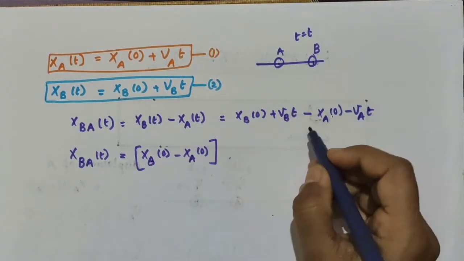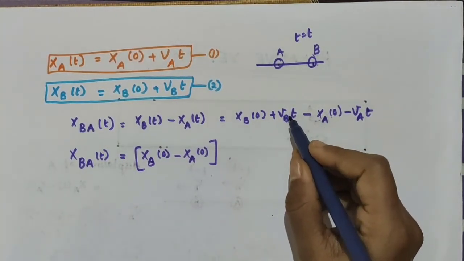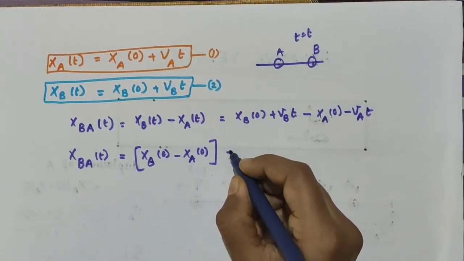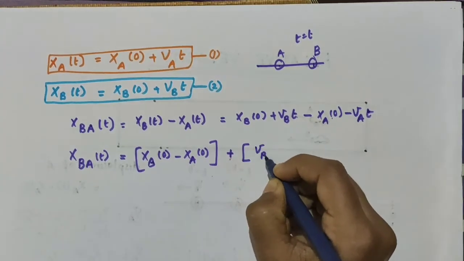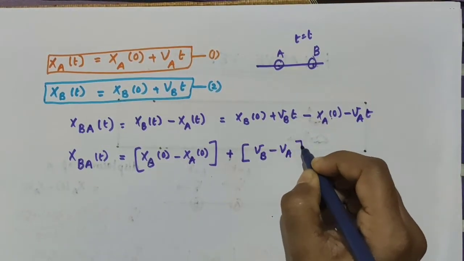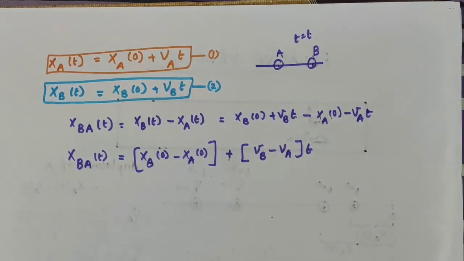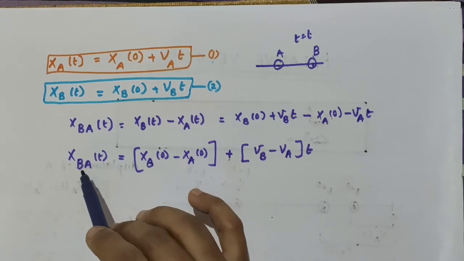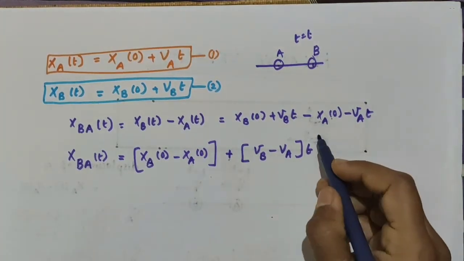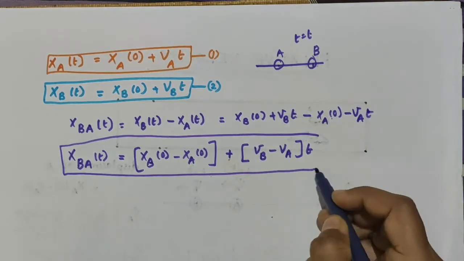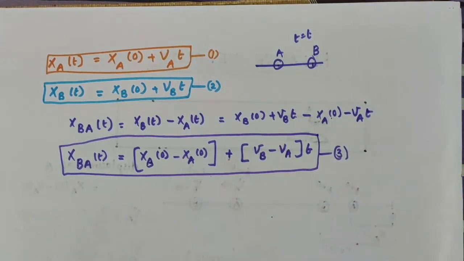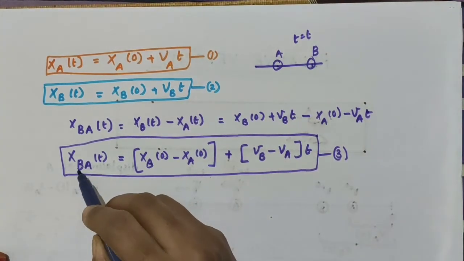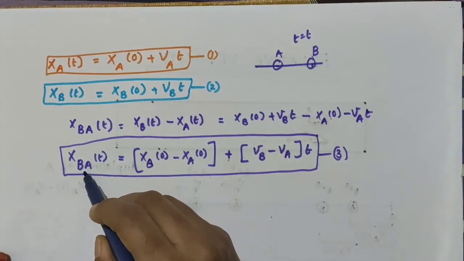Then VB into t minus VA into t. So, I am taking t outside, so that this can be written as plus (VB minus VA) into t. So we got the displacement of the object B from the object A like this. I am taking this as equation number 3. So here XBA of t is the displacement of the object B from the object A.